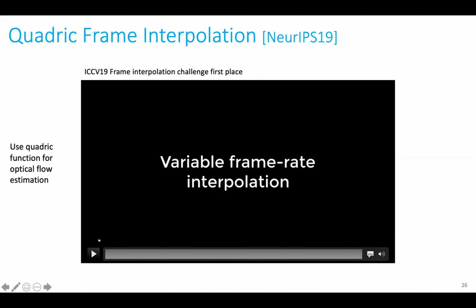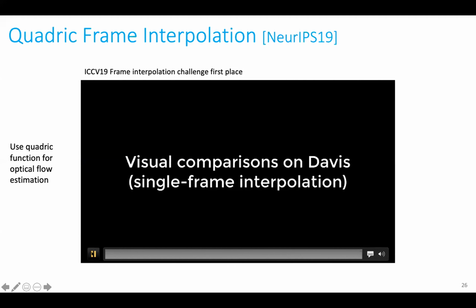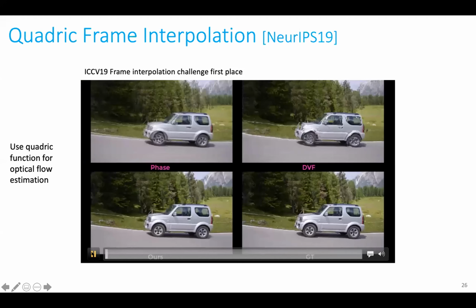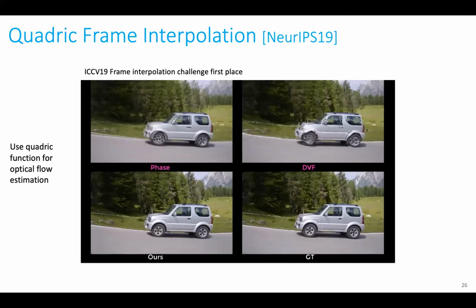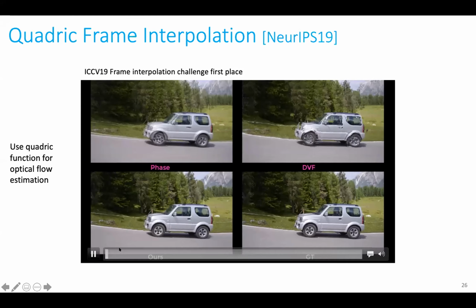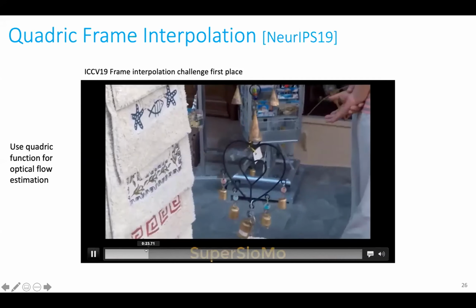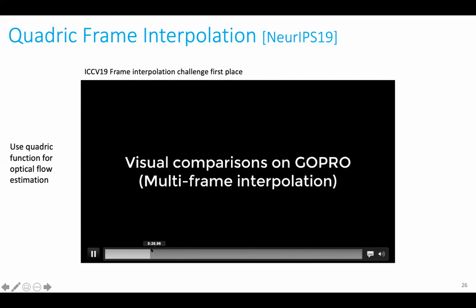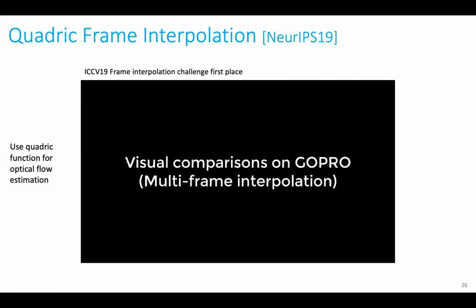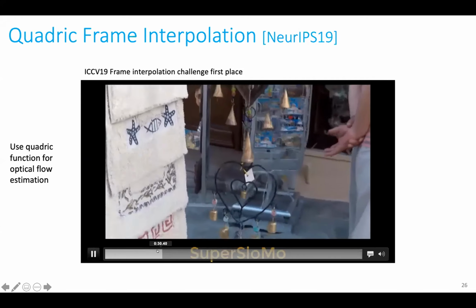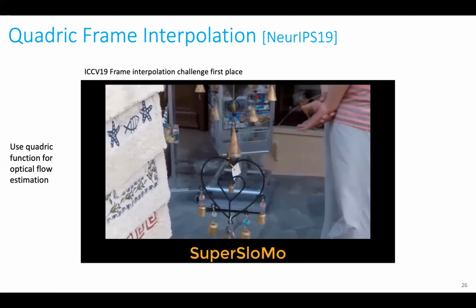And this is another work that we presented last year. Instead of using a linear optical flow model, we use a quadratic function to estimate object motion. So when you have nonlinear motion, this method performs better. I can show you. Okay. When you have large and nonlinear motion, this type of method performs better than conventional ones.